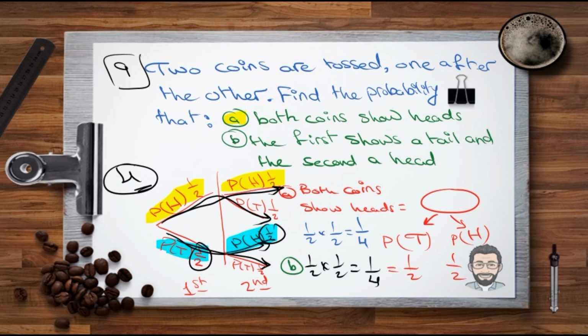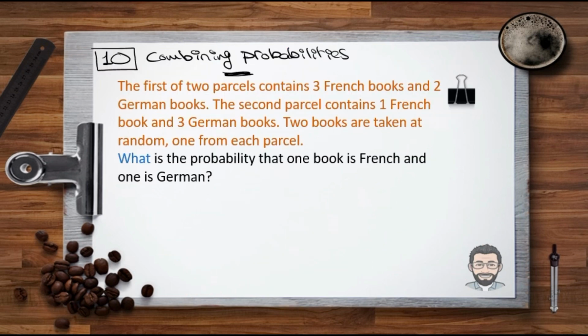Okay, don't forget. Point number 10, combining probabilities. The first of 2 parcels contains 3 French books and 2 German books. The second parcel contains 1 French book and 3 German books. 2 books are taken at random, 1 from each parcel. What is the probability that 1 book is French and 1 is German? He didn't mention here which one is first. We're going to draw the probability tree.